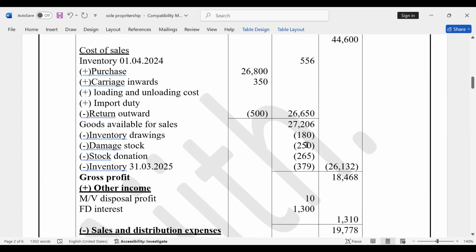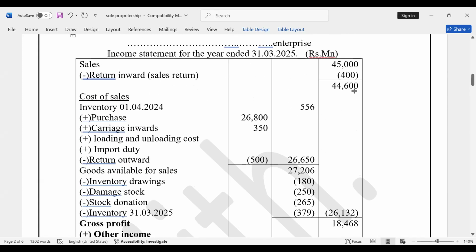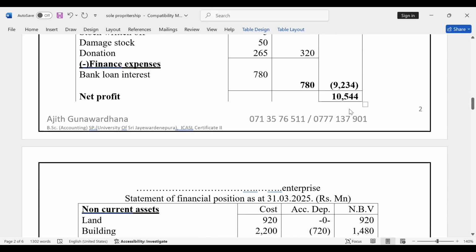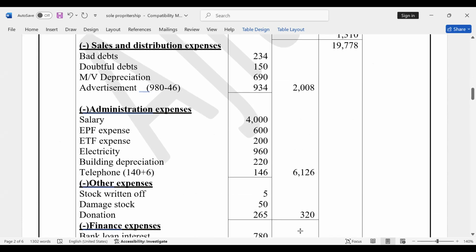Accounting concepts also you have to discuss together with financial statement. I think how to prepare financial statement based on trial balance. Based on trial balance, first adjustment should be done.